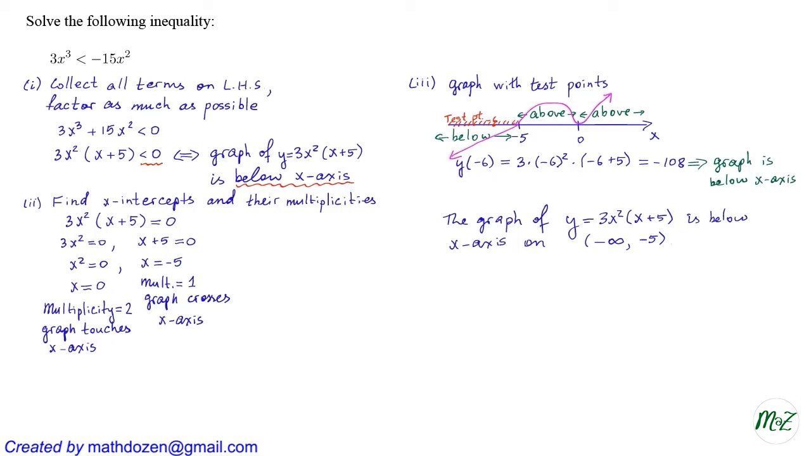So the graph of y equals 3x squared times x plus 5 is below the x-axis on the interval negative infinity, negative 5, and that's exactly the solution set to the inequality. So the answer to the inequality is the interval from negative infinity to negative 5.